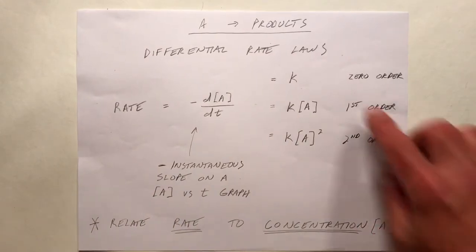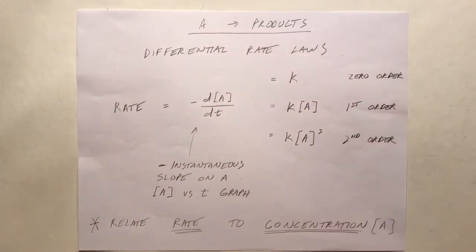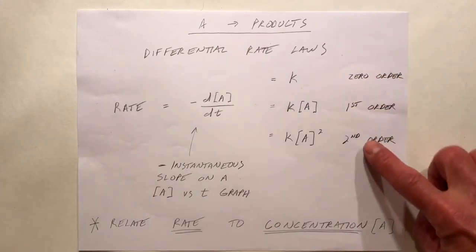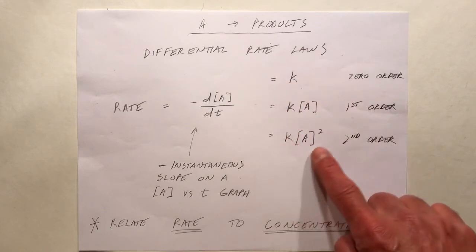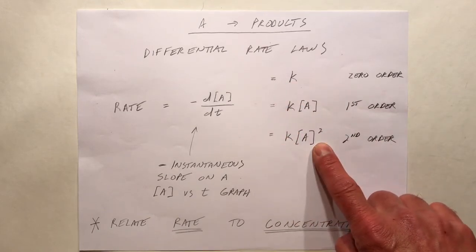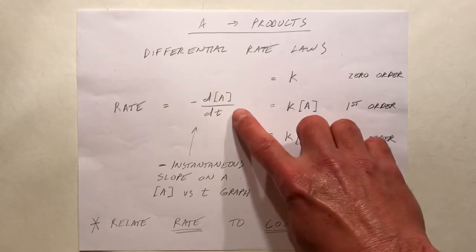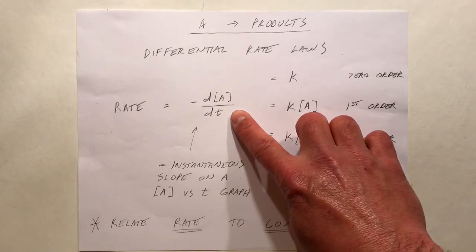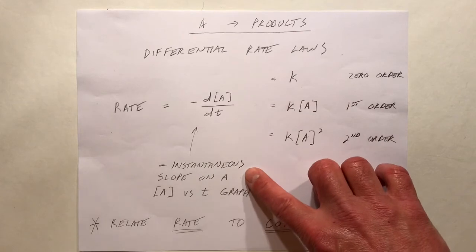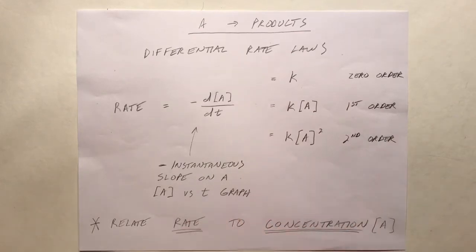So let's say we have a single reactant A forming products as our reaction. The differential rate laws for zero, first, and second order reactions would look like this. Each one of these differential rate law expressions would be equal to a negative derivative, or a negative instantaneous slope, on a concentration versus time graph.